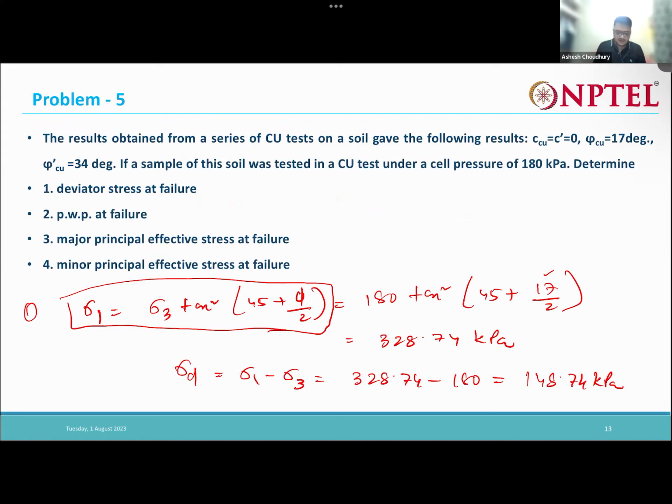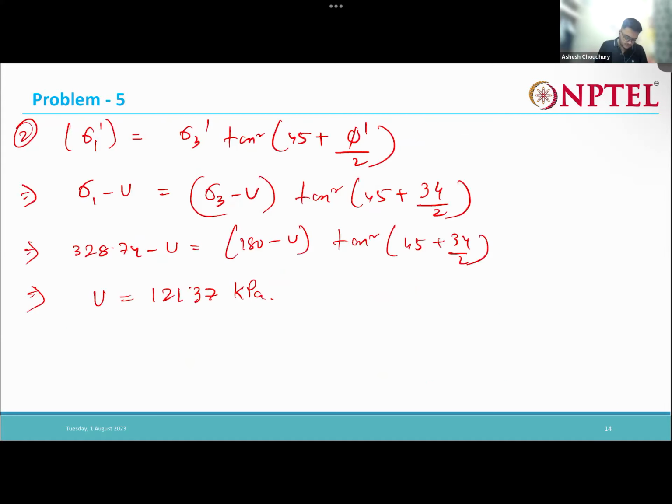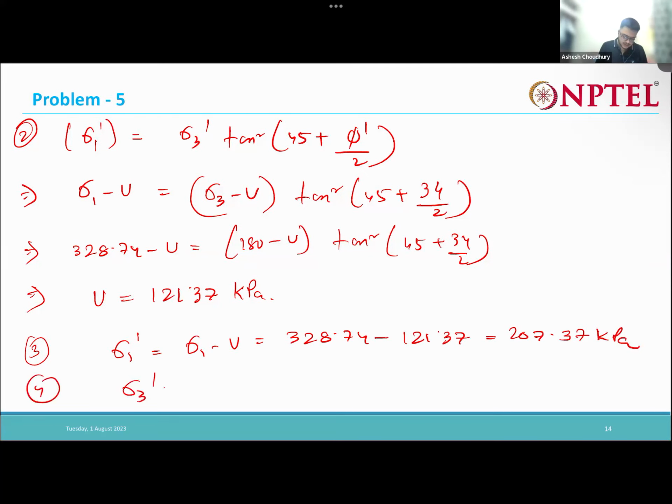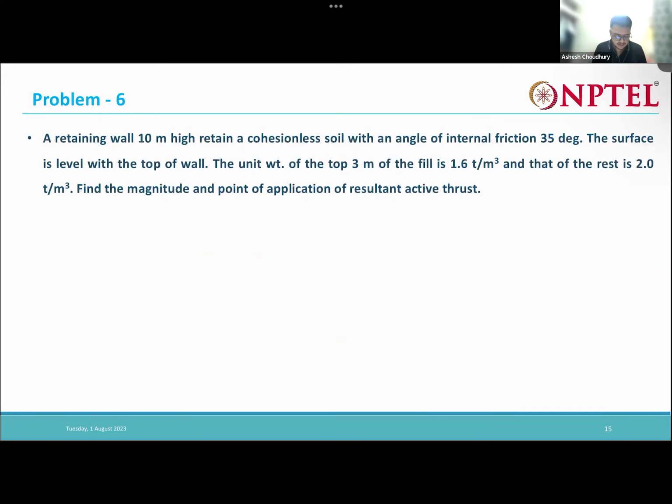Now the major principal effective stress at failure. That's more simple, right? The major principal effective stress at failure means sigma 1 dash, nothing but sigma 1 minus u, which is 328.74 minus 121.37, that is 207.37. All right, and the last is sigma 3 dash. Same, sigma 3 minus u, 180 minus 121.37, that is 58.63. Correct. So quite simple, right?